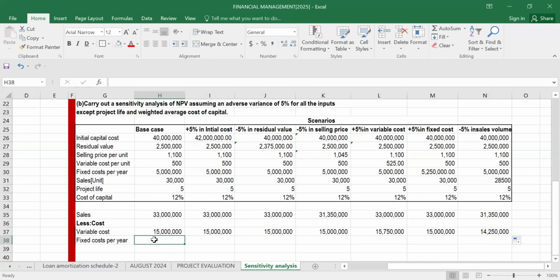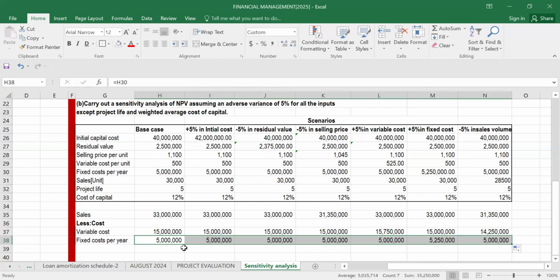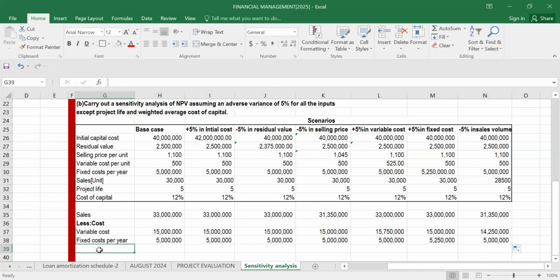Then from there we have the fixed cost. The fixed cost will be this one, we enter it, and then we do the same. So the fixed costs which are up here, the cost we are going to have down here. Then from there what we need to do is have the annual cash flows.